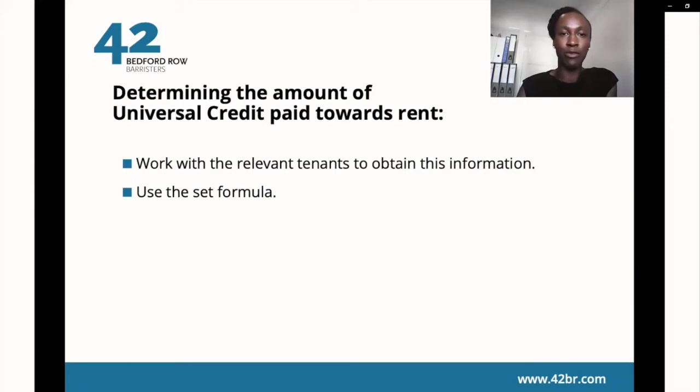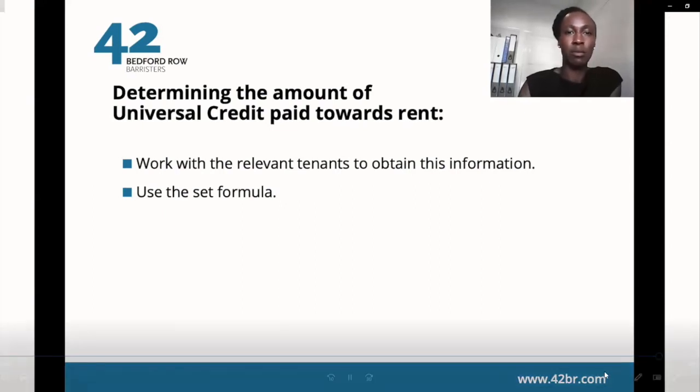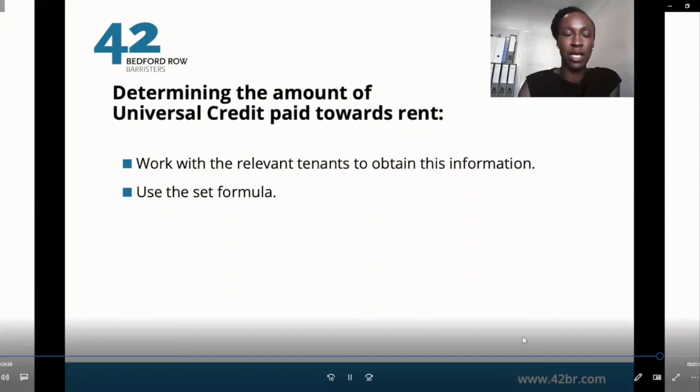I won't go into that formula now because it's not the simplest formula to consider, and I don't think it's going to be of any benefit to go through that in any significant detail now. But of course, if you do require any assistance, myself or any one of the other barristers in the housing team at 42 will be able to assist.